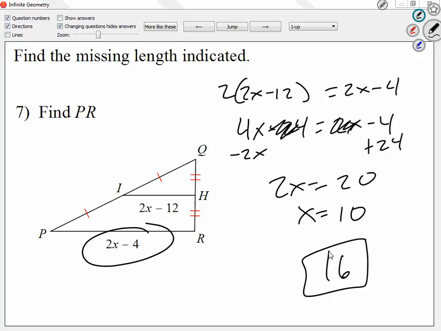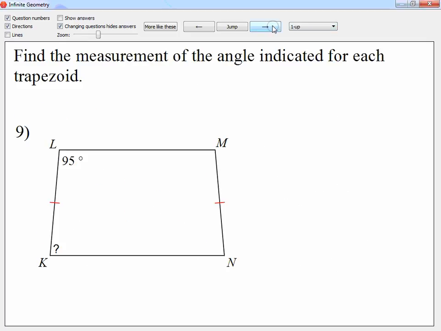So once again, questions 5 and 6 only solve for x, right? Do read the instructions. Questions 7 and 8 solve for x and then plug it in. Any questions so far? No? All right, looking at question number 9, find the measurement of the angle indicated for each trapezoid.